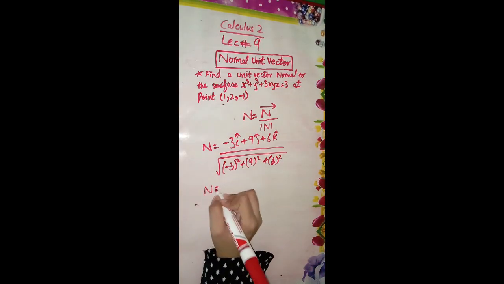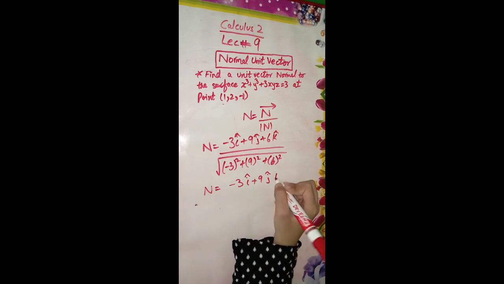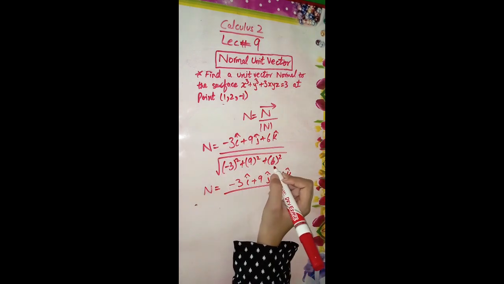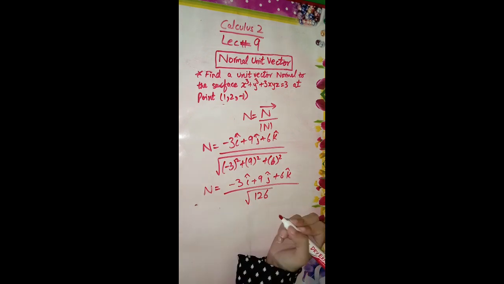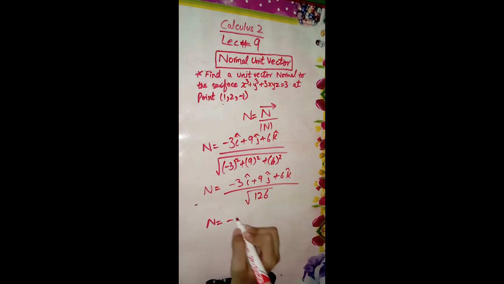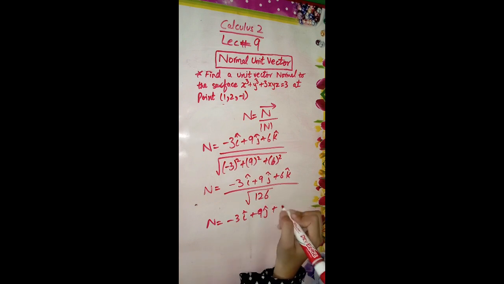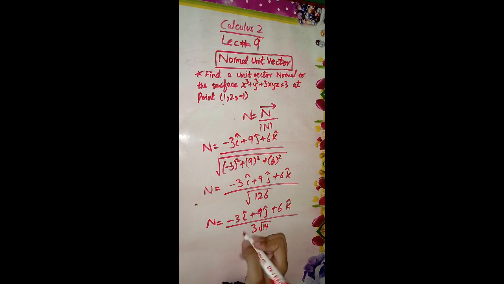So n hat is equal to minus 3 i hat plus 9 j hat plus 6 k hat. This value will be as it is, divided by, by solving it we will get square root of 126. We can also write it as n hat is equal to minus 3 i hat plus 9 j hat plus 6 k hat divided by 3 square root 14, since square root 126 can be written as 3 square root 14. Now we have to separate it.